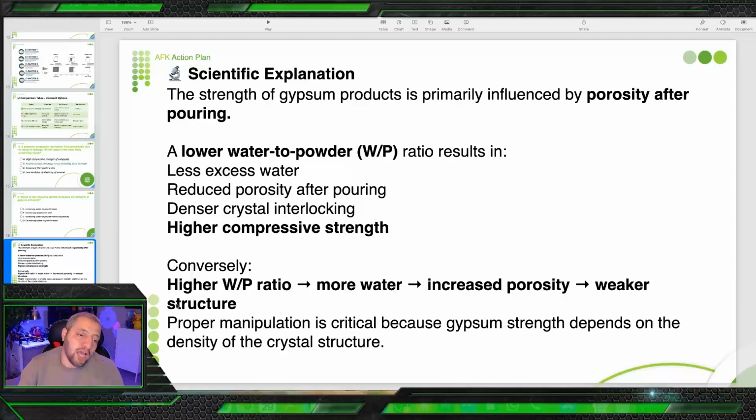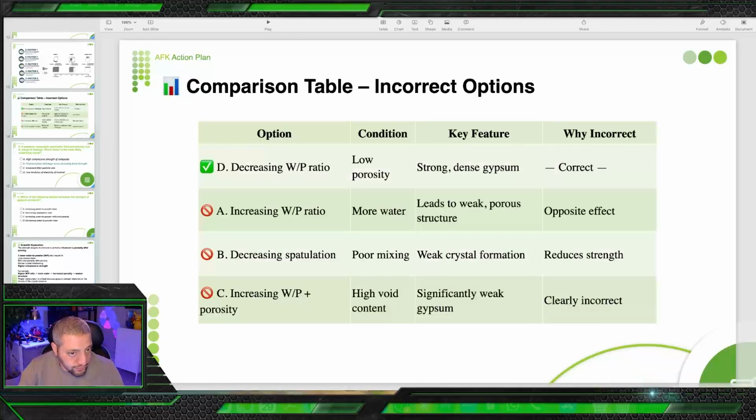On the other hand, higher water to powder ratio will mean more water, increased porosity, weaker structure. Proper manipulation is critical because gypsum strength depends on the density of the crystalline structure. Decreasing porosity gives strong, dense gypsum. Increase water powder ratio, more water, weak and porous structure.